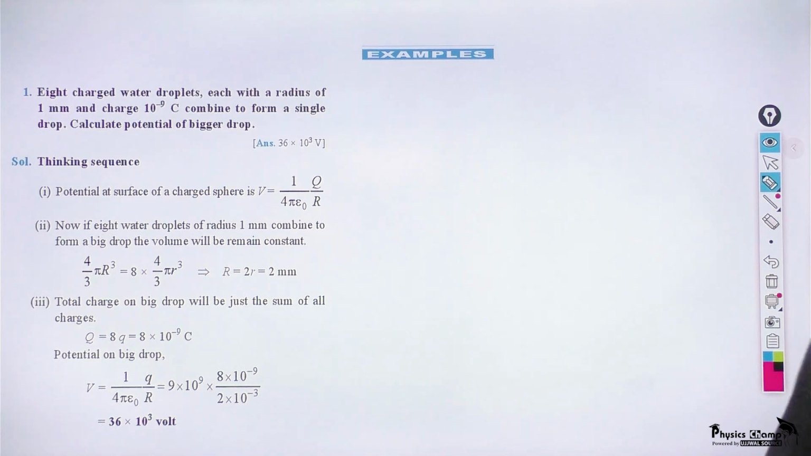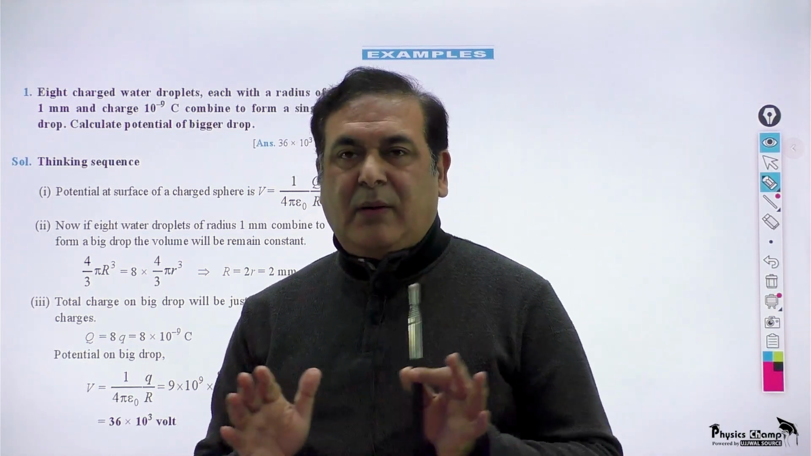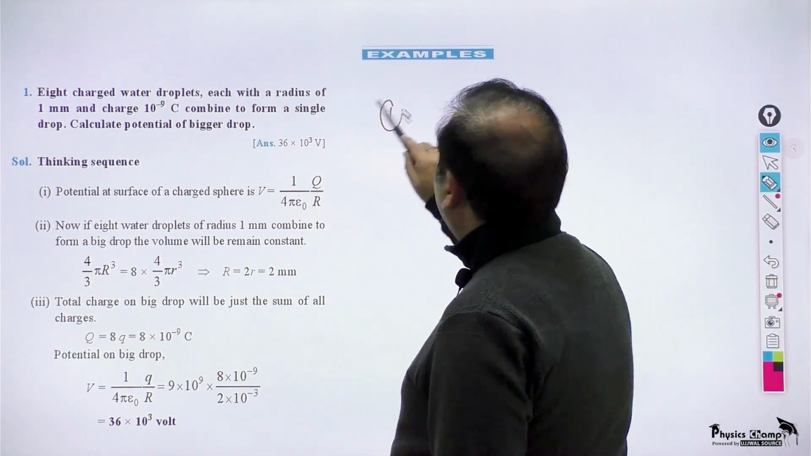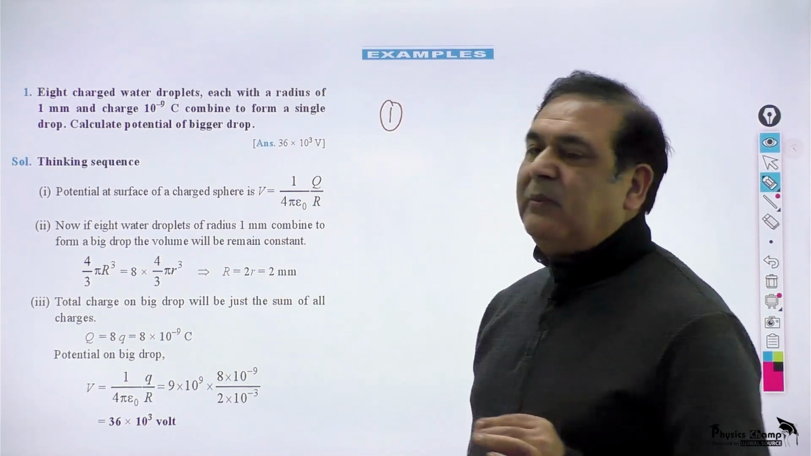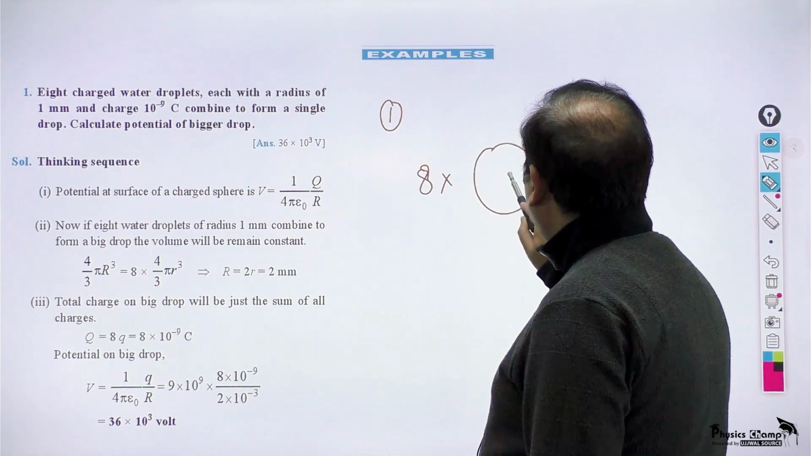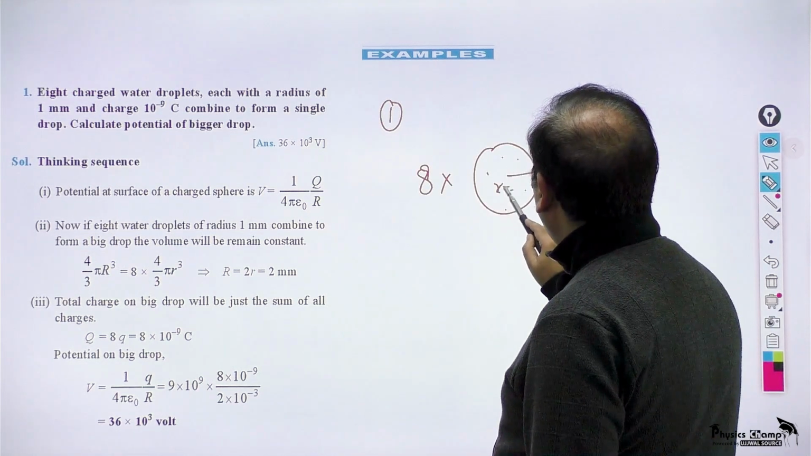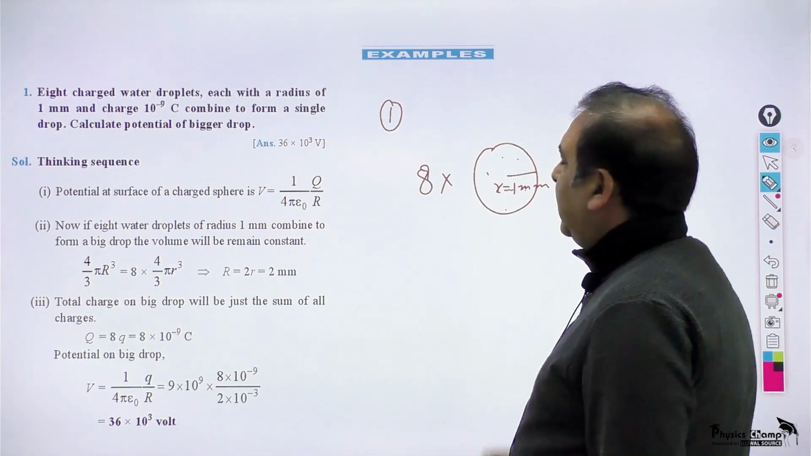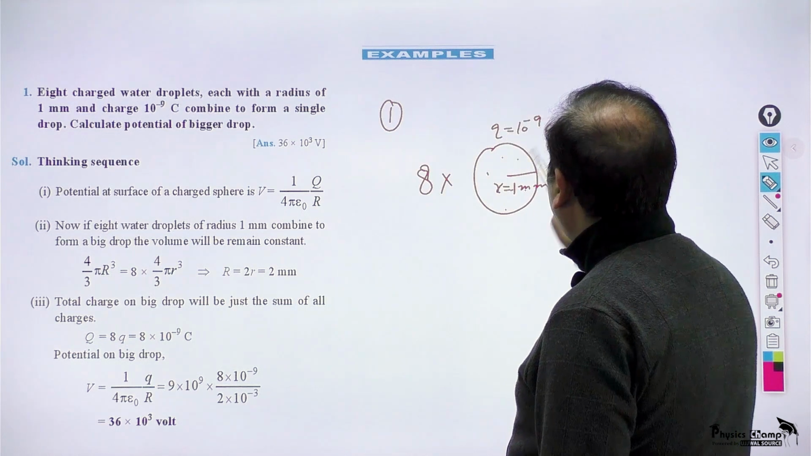Let's take some numericals on this concept that we just learned. It is a small concept, not many things we have discussed. Like question number 1. You have 8 charged water droplets, each with a radius of 1 millimeter, and each water droplet has a charge of 10 to the power minus 9 coulomb.